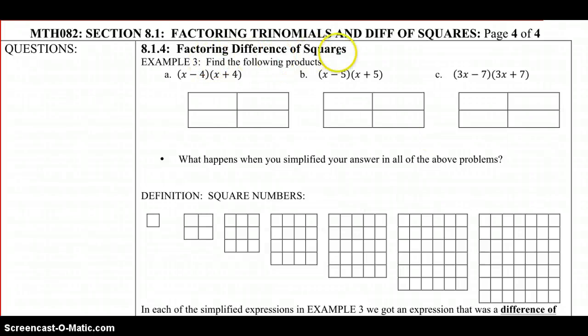So factoring a difference of squares. Example 3, we're asked to find the following products. So we're being asked to multiply the quantity x minus 4 times the quantity x plus 4. And we're going to look at this with the partial products method that we've been using. So x minus 4, x plus 4.